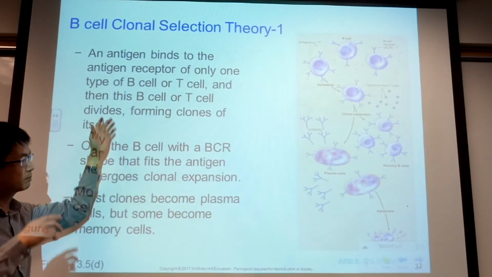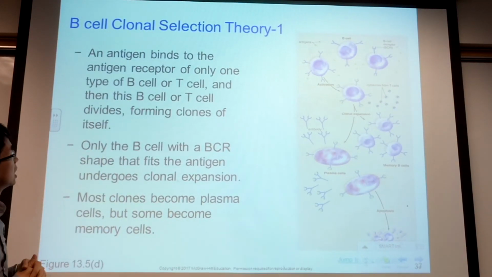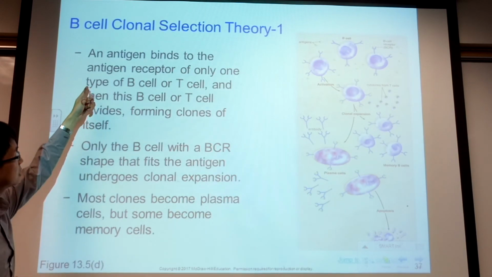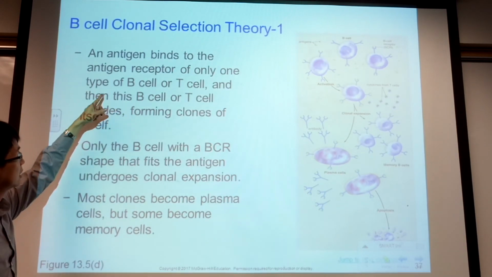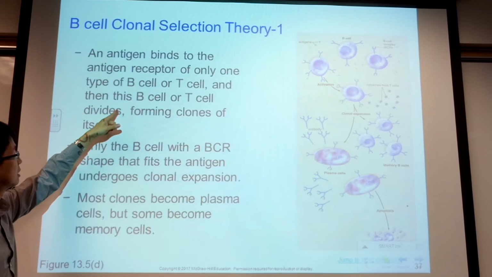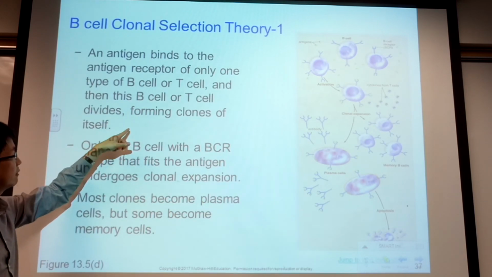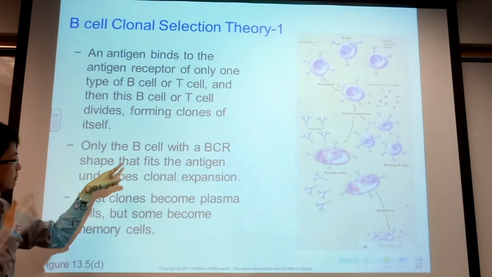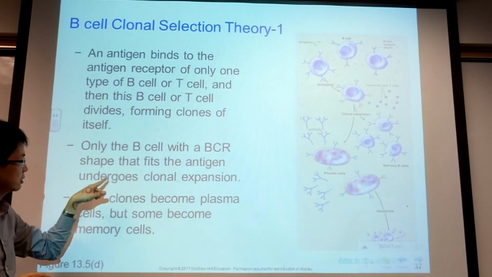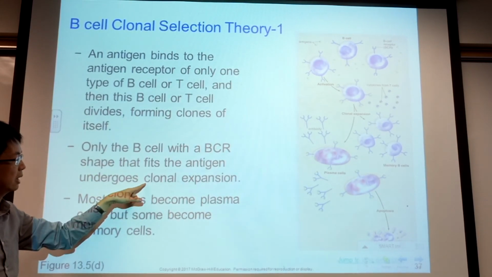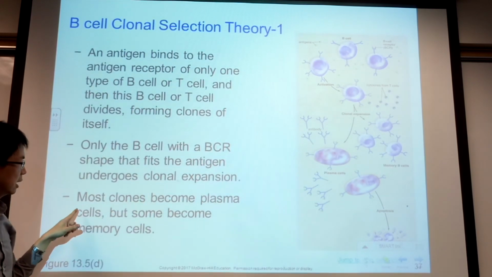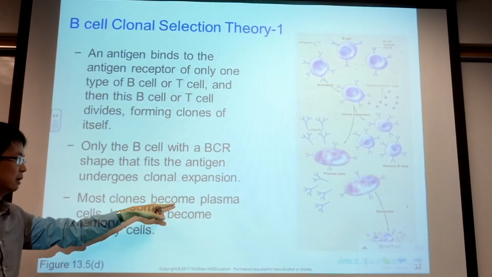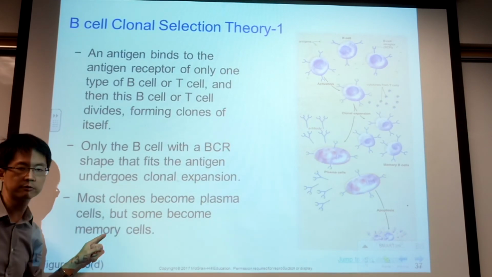So this is basically what I just told you. The antigen will bind to the antigen receptor of the B cell or T cell. Then the B cell or T cell will divide, forming a lot of clones. Only B cells with the receptor shape that fits the antigen will undergo clonal expansion. Then most of them will become plasma cells, and some of them become memory cells for future use.